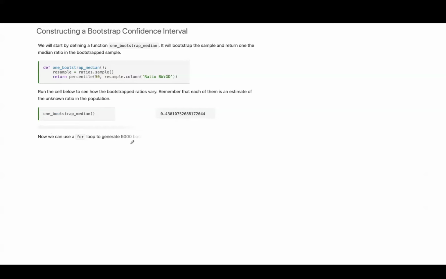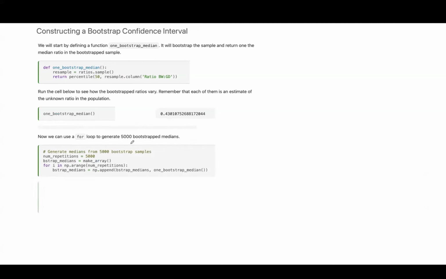Now we can use a for loop to generate 5,000 bootstrapped medians. As you saw before, we're going to generate medians from 5,000 bootstrap samples. The number of repetitions is 5,000, and we're defining a for loop. We're going to define the endpoint on the left and on the right, so we can capture the true population parameter, which in this case is the median.